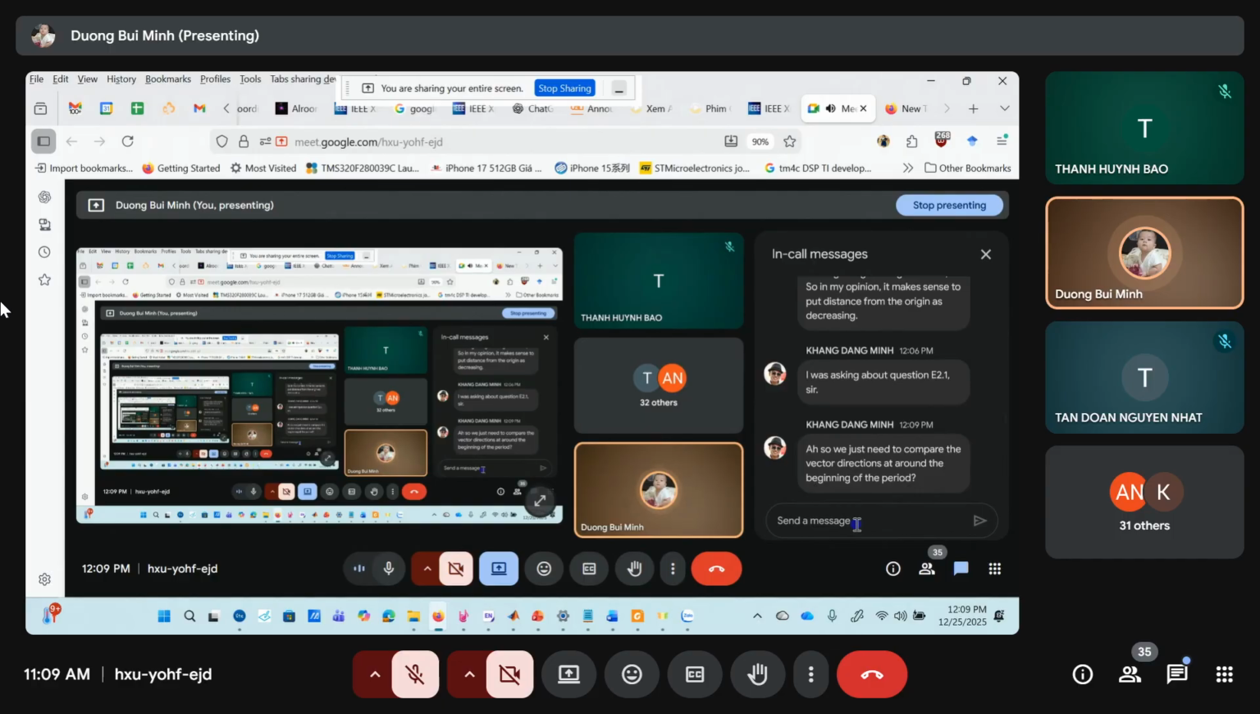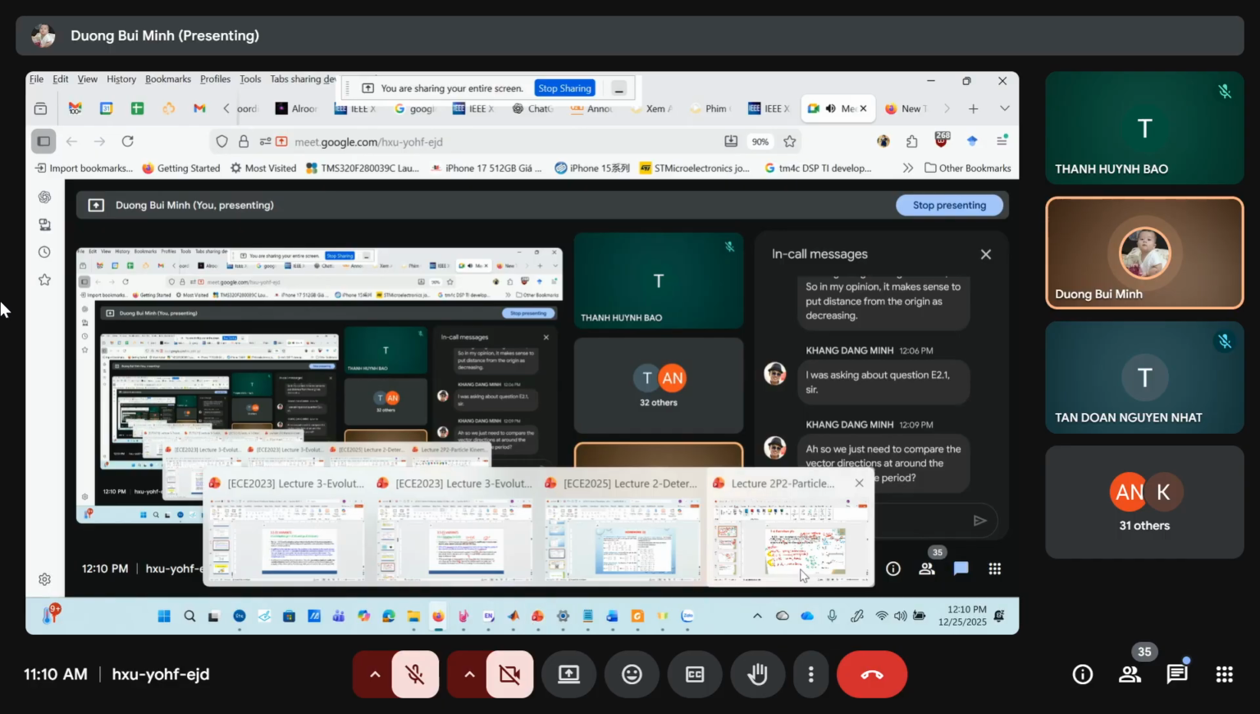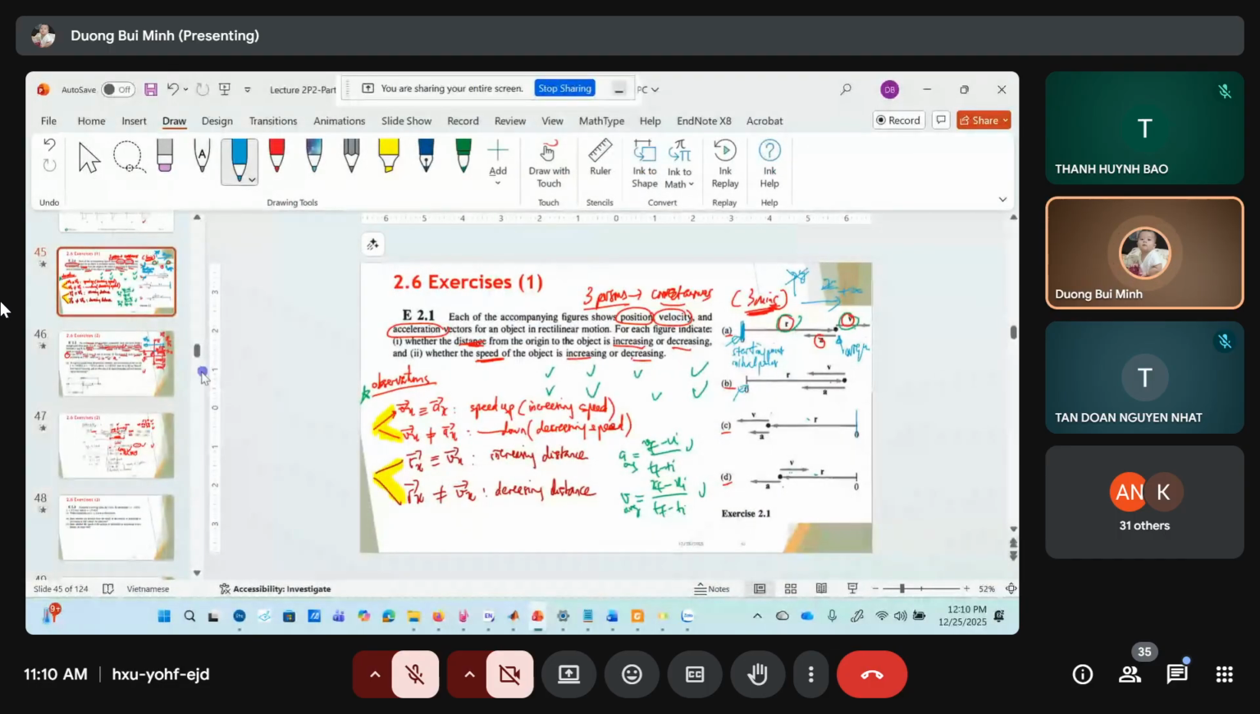Yes, you can do that. We just compare the directions between two vectors, position and velocity, to know whether the distance is increasing or decreasing, and we compare the velocity and acceleration. Just like you said, at the starting point, the beginning time of these objects. That's okay. I hope you got it, and we continue.